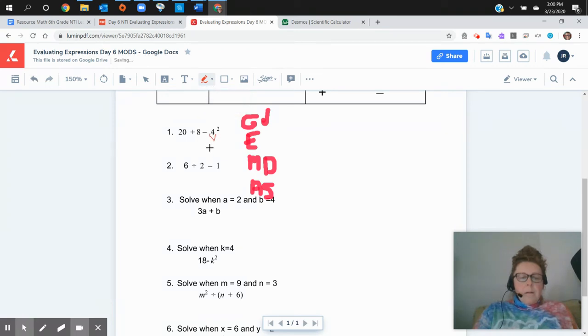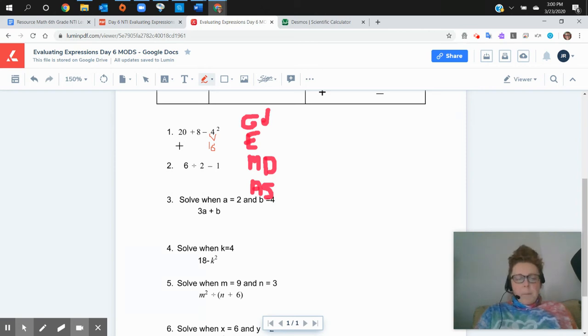Okay, good. This works a lot better. Okay, so we said 4 times 4 is 16. Reminder to go ahead and use a calculator if you need to. If you have a cell phone, you can type it in there. So we've done our exponent.